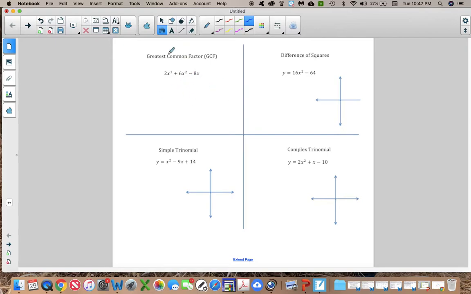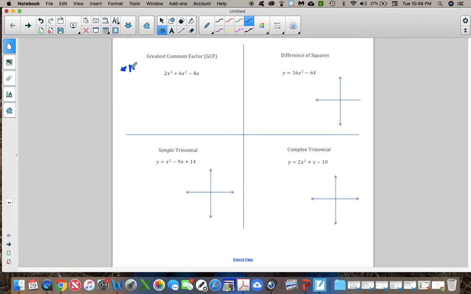Okay, I don't have a graph on greatest common factor because a lot of times greatest common factor will just show up in one of the other 3 methods, kind of as a mixture. So you'll have to factor out something for greatest common factor and then take the difference of squares, or one of the other 2. So greatest common factor. Let's talk for just a second about what makes greatest common factor.